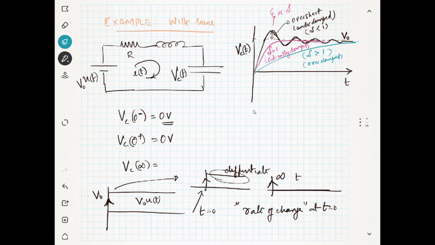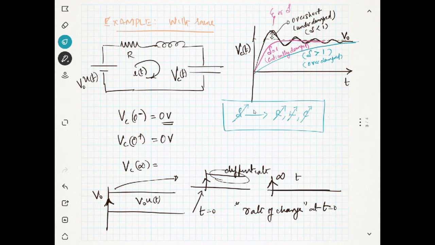This is delta equal to 1, which means it is critically damped. Delta greater than 1 means overdamped. So in these kinds of responses, the value of delta will change according to the value of R, L, and C. Okay. So it depends upon the value of R, L, and C. I hope this is clear to you, right?